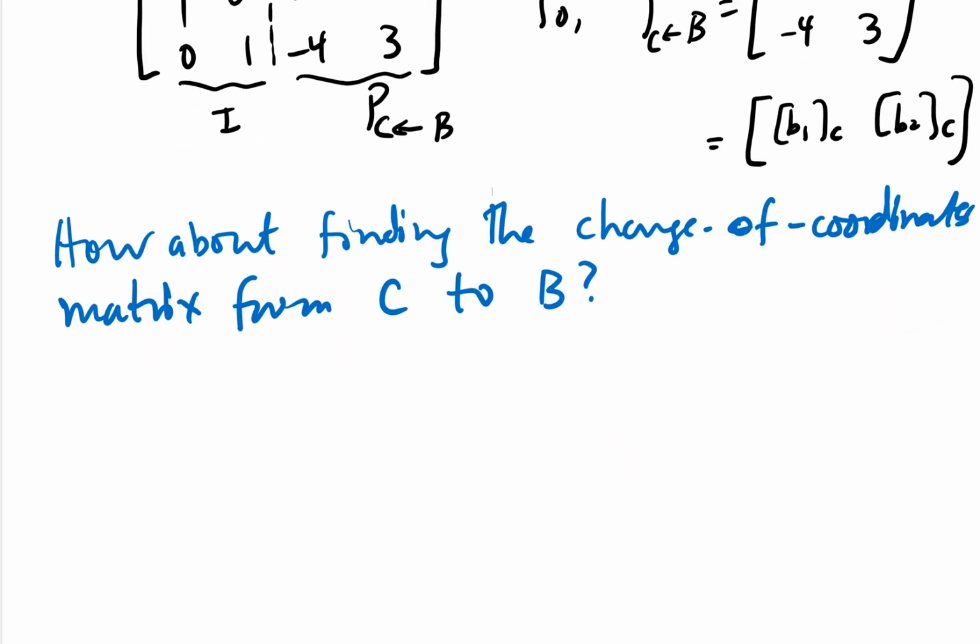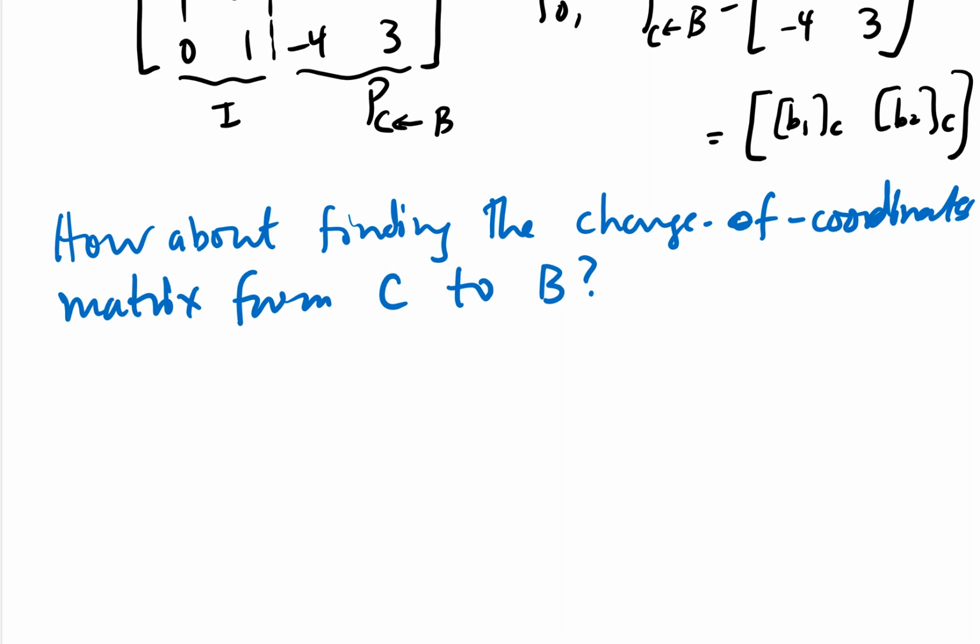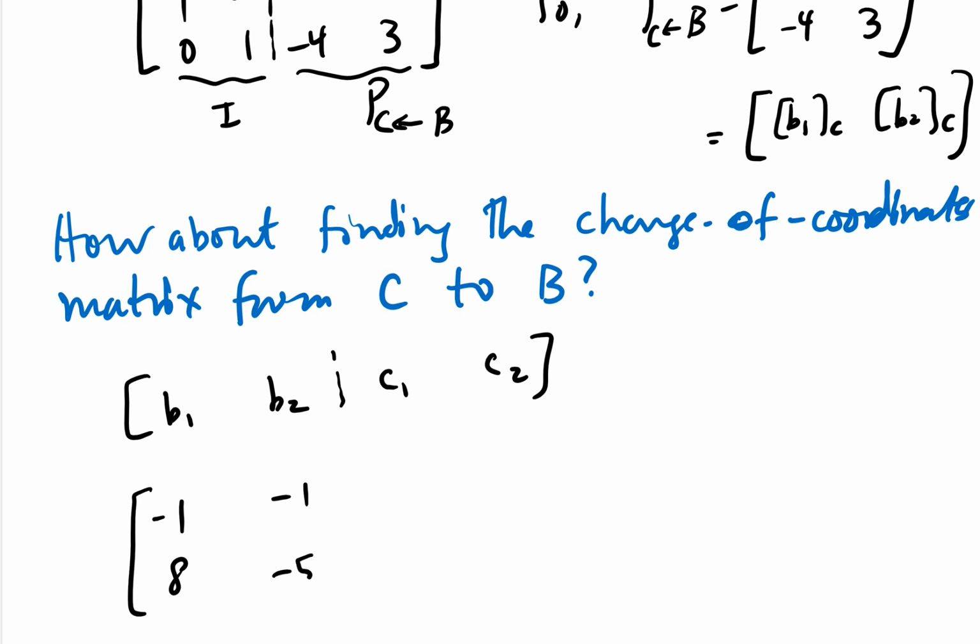So now we're going from C to B. So we put the B's first, B1, B2, then C1, C2. This gives me negative 1, 8, negative 1, negative 5. 1, negative 5.